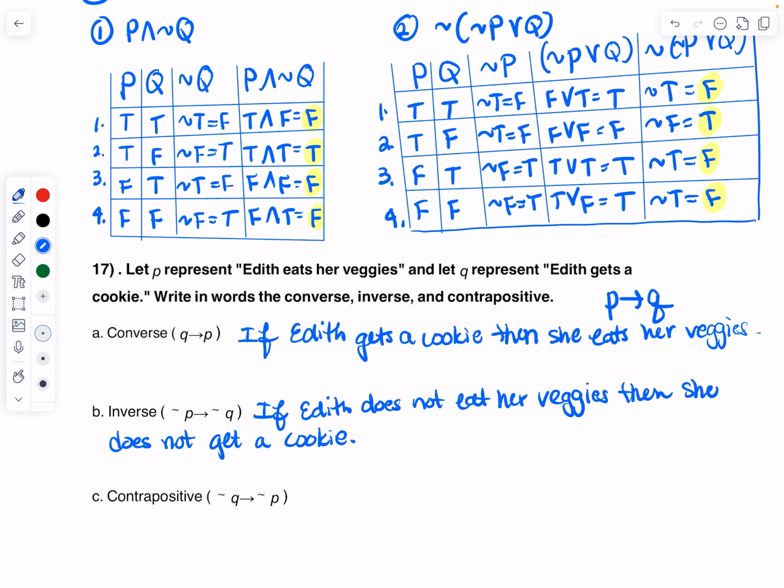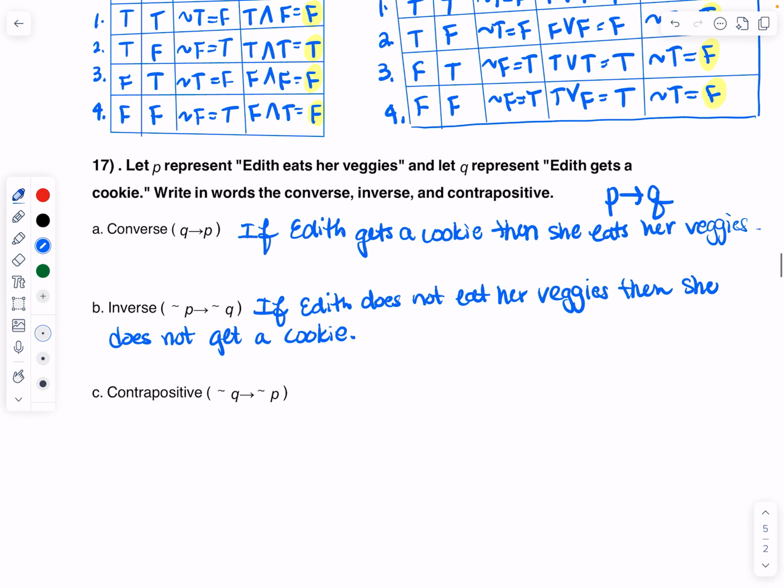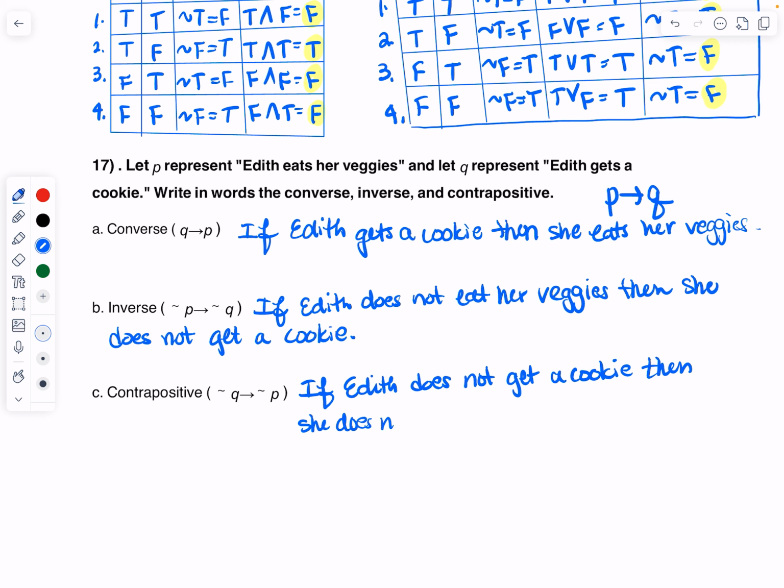And finally, the contrapositive is negation Q, then negation P. So I write, if Edith does not get a cookie, then she does not eat her veggies. Okay, so that is the converse, inverse, and contrapositive. That's number 17.